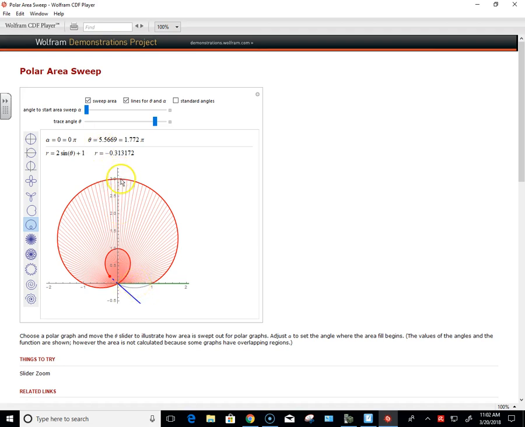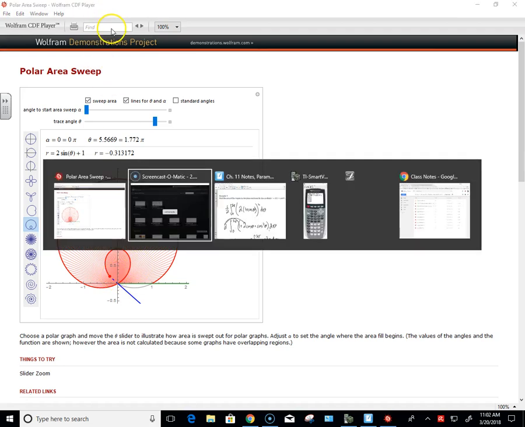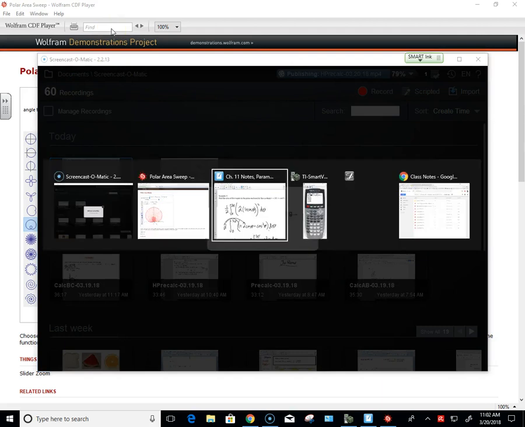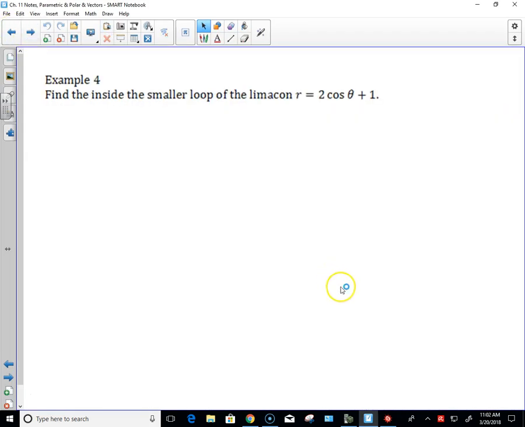So either I could choose here and go all the way and then double it, or I would have to do the entire thing and then subtract the inner loop, right? Interesting. Okay, let's go back. Nope, not to that. What would we do on this guy?